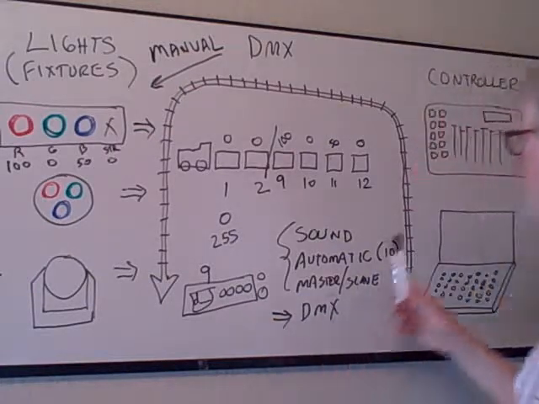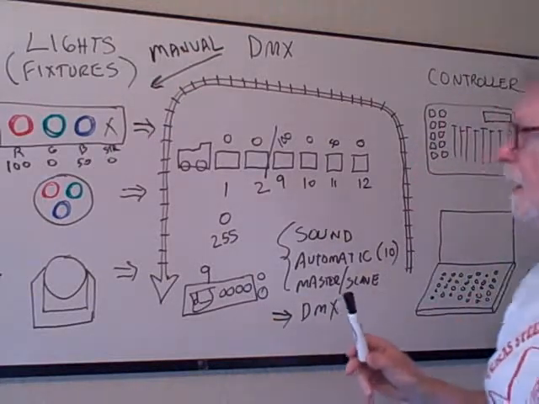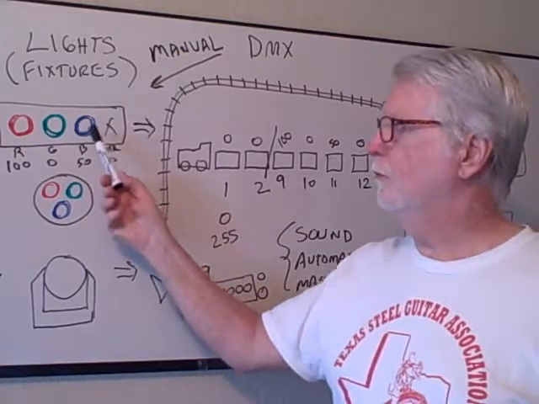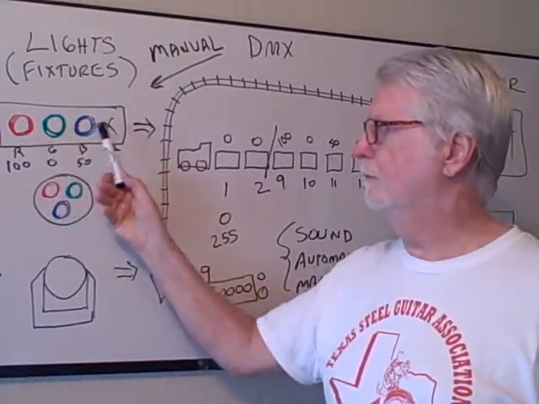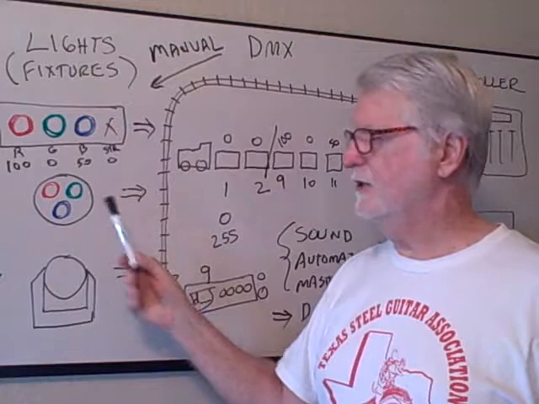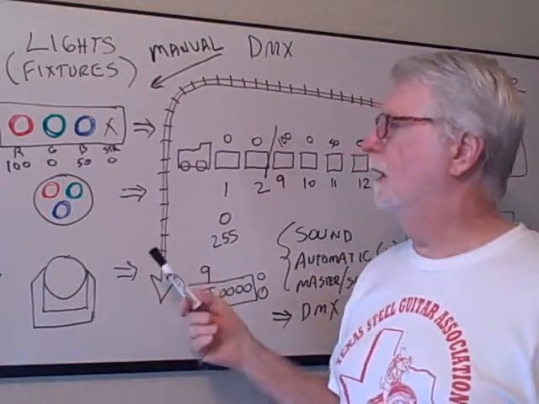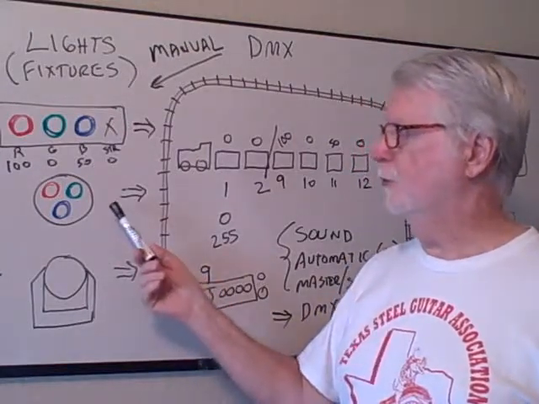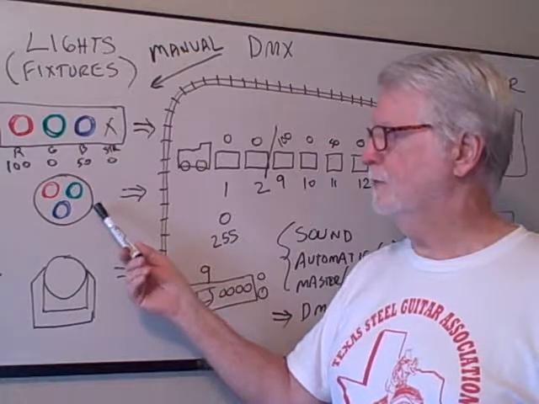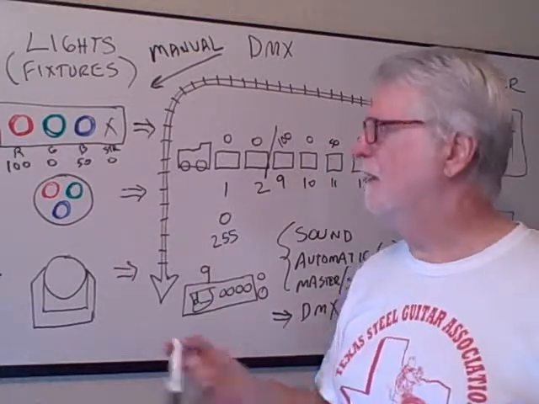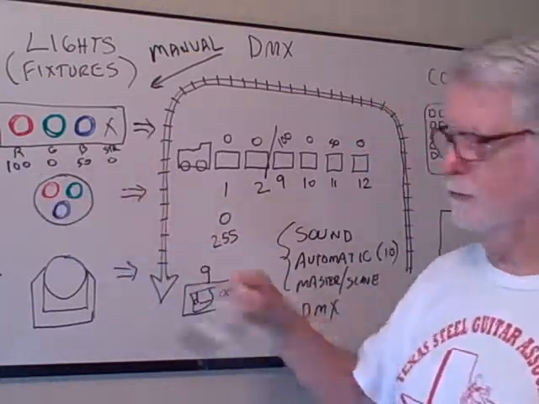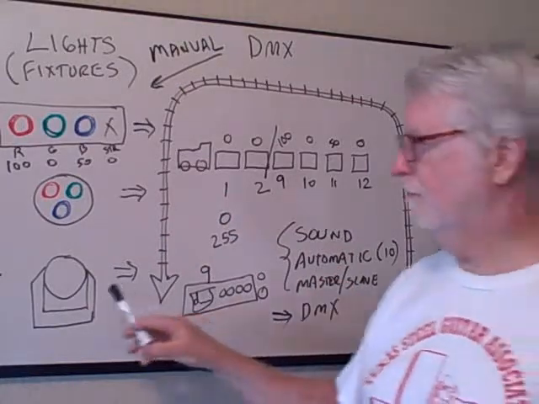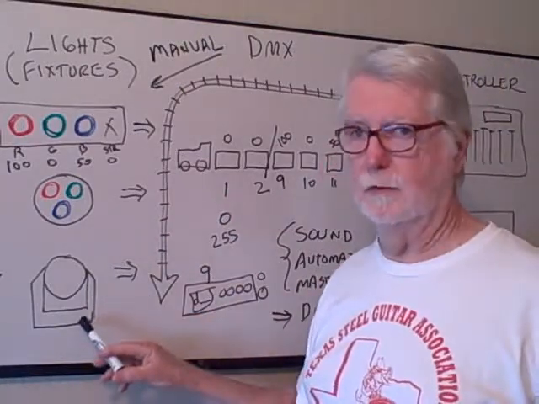Okay, so let's go back and talk about the controllers just for a second. Oh, by the way, we're only talking about just turning on a red, green, and blue, perhaps a strobe. As the fixtures get more involved, they start taking up more channels. This particular fixture might need 8 channels in order to make it fully functional. This one may need 16 or more.